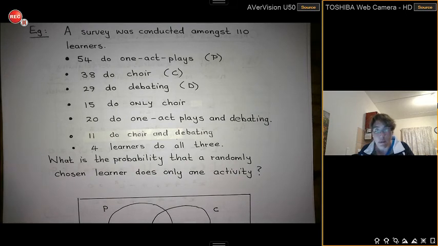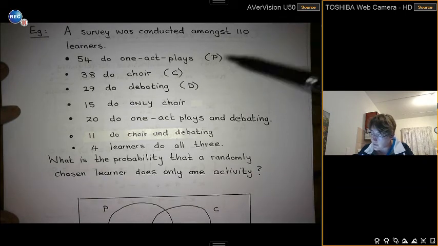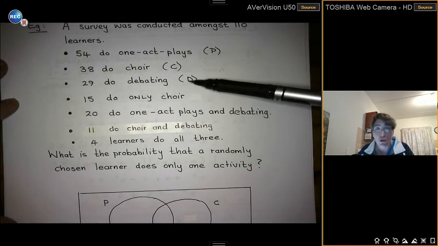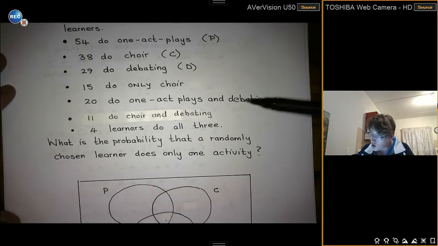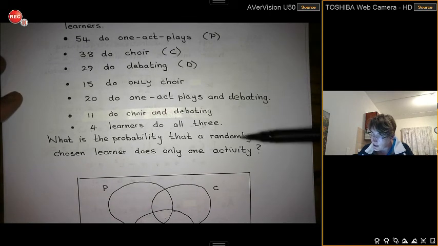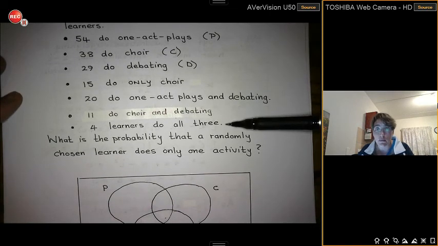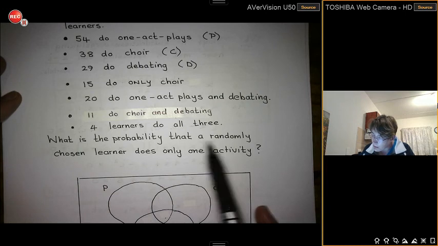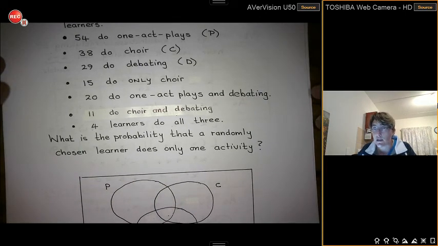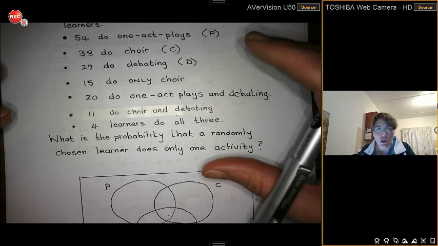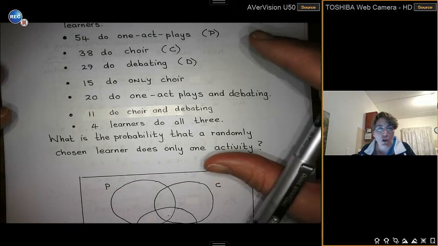So in this example, they say a survey was conducted amongst 110 learners. 54 learners do one-act plays, 38 do choir, 29 do debating, 15 do only choir, 20 do one-act plays and debating, 11 do choir and debating, 4 learners do all three. And then they ask, what is the probability that a randomly chosen learner does only one activity? Now, in order to answer this question, we first have to represent this information on a Venn diagram.